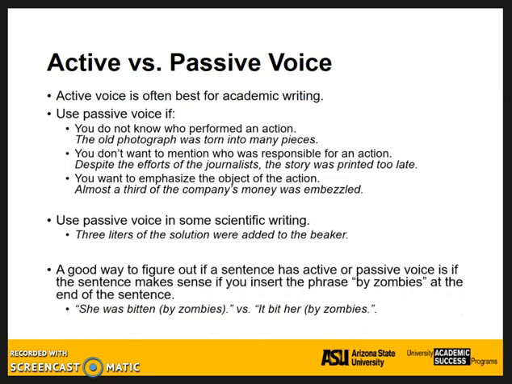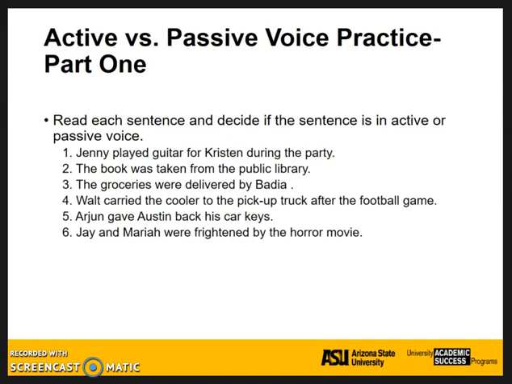A good way to figure out if the sentence is active or passive voice is by inserting the phrase "by zombies" at the end. If the sentence makes sense with "by zombies" at the end, such as, she was bitten by zombies, then the sentence is passive. But if "it bit her by zombies" does not make sense, then it is in active voice. Read each sentence on this slide and decide if the sentence is in active or passive voice.